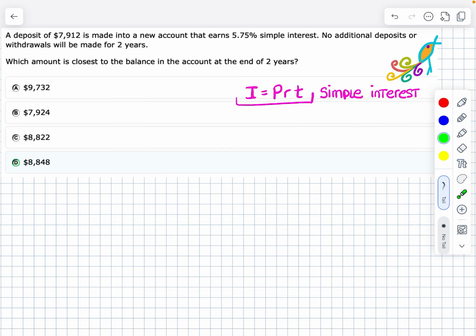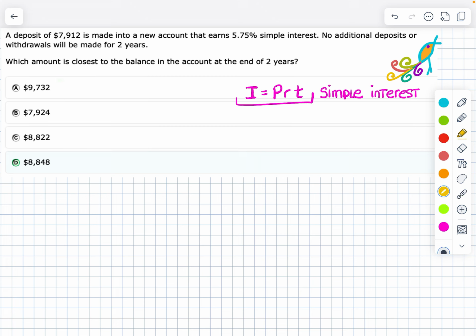All right, in this problem we have a deposit of $7,912 is made into a new account that earns 5.75% simple interest. No additional deposits or withdrawals will be made for 2 years. Which amount is closest to the balance in the account at the end of 2 years? And there's all our options.